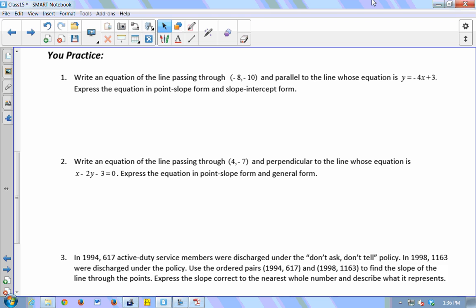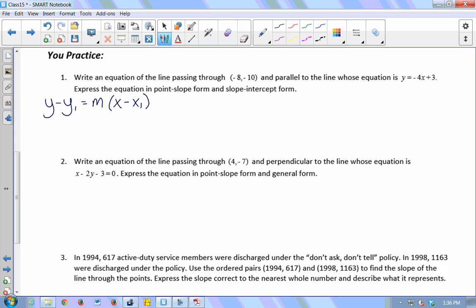Okay, so we want to write an equation of the line that goes through -8, -10, and is parallel to the line y equals -4x plus 3. So I'm going to start with point slope. It's kind of the easiest one. And I'm going to plug in stuff that I know. Now this line, whose equation I'm trying to write, is parallel to -4x plus 3, so what's its slope? -4. So I put in a -4.